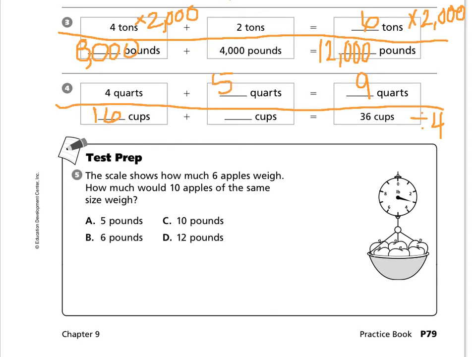I know that the number is going to get bigger, so I'm going to multiply, and I know that for each quart there's 4 cups. So 5 times 4 is going to be 20 cups. I'm going to check my work because on the bottom I have 16 plus 20 equals 36 cups, which is correct. Let's look at test prep.